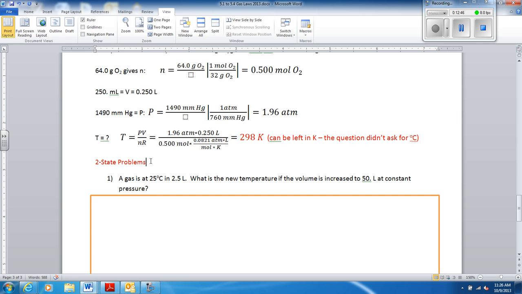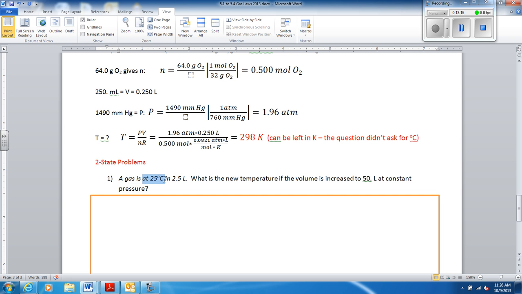All right, there are other kind of gas problems. They're called two-state problems. They're called two-state because we have a gas starting in one set of conditions, and then those conditions change to a second state. It's still the gas state, but it's a different set of conditions. You know you have a two-state problem when you see the variables P, V, n, or T, any of them twice.